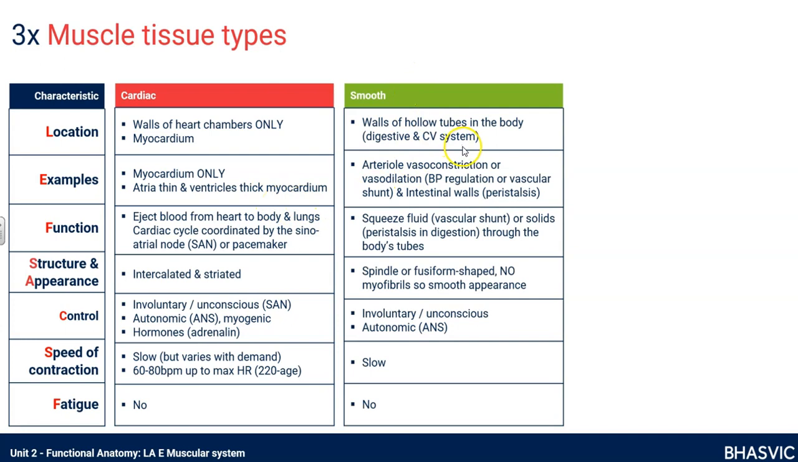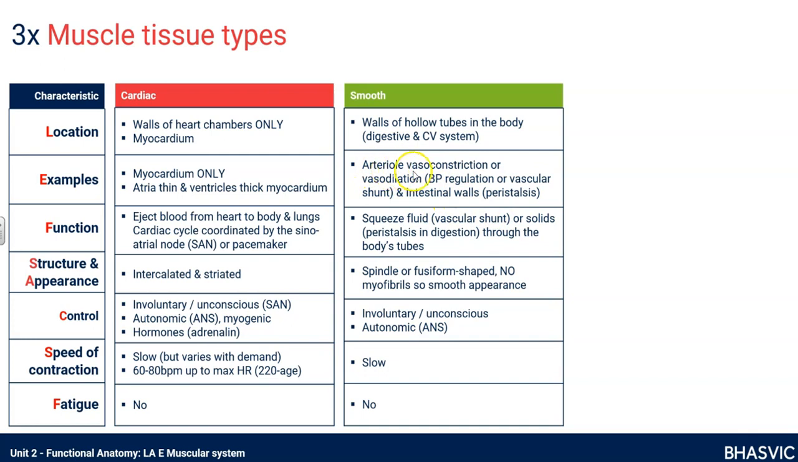Next, let's look at the smooth muscle tissue. Okay, so smooth muscle tissue is only found really in the walls of the hollow tubes of our body. And I gave you examples previously of blood vessels like the arterioles, and of the digestive tract, so the intestines, to squeeze food down. Examples then being arterial and intestinal walls.